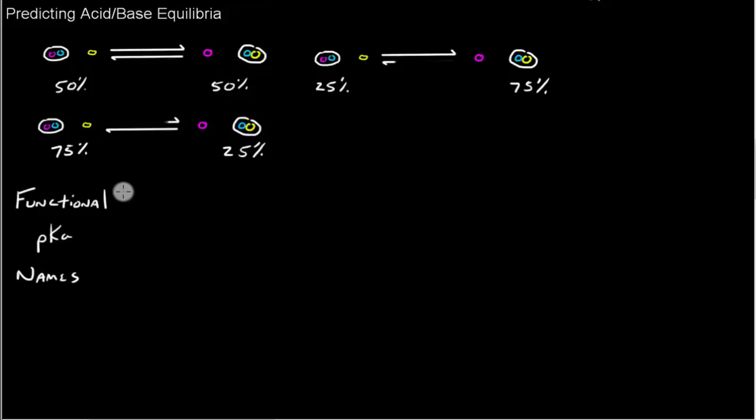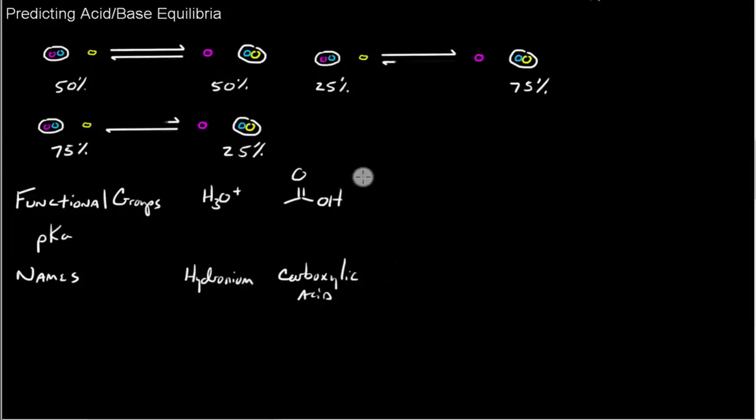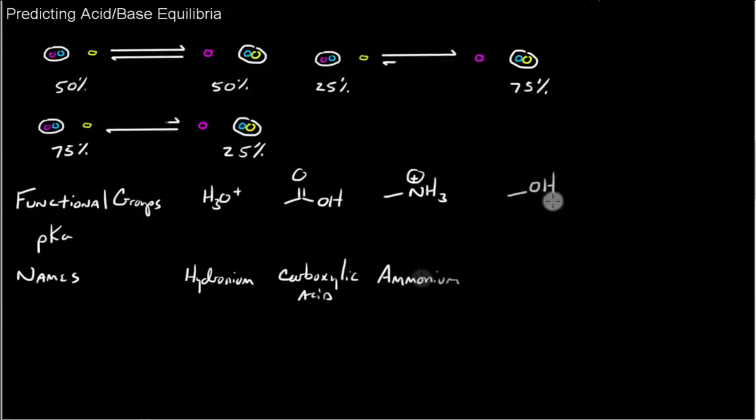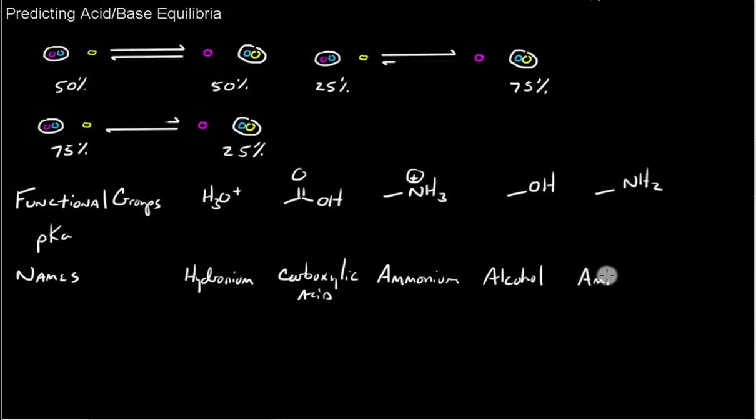Okay, so functional groups, this guy's name is going to be a carboxylic acid. This H3O+, sometimes you'll see designated as hydronium. And a couple more: in NH4+, this molecule, its functional group name is called an ammonium. This is an alcohol, and then another functional group that we'll need to know, this functional group's name is amine.